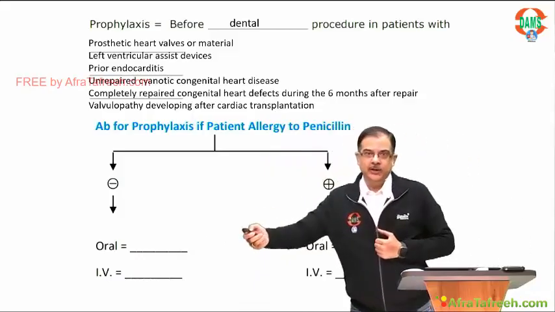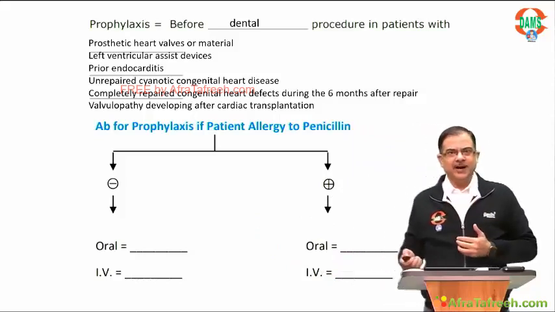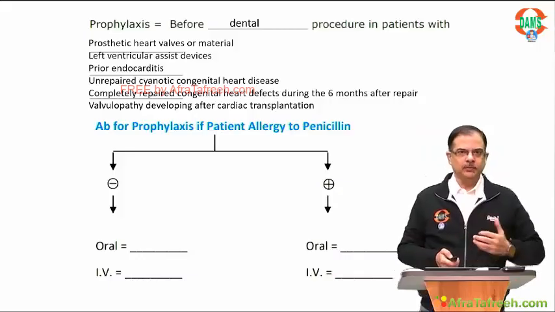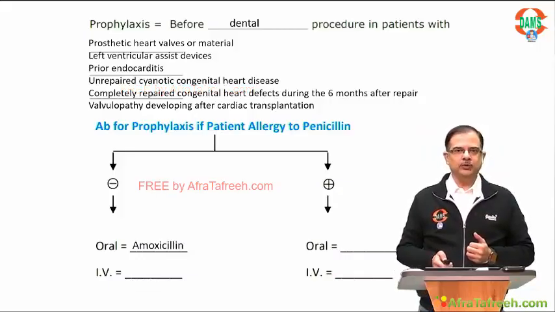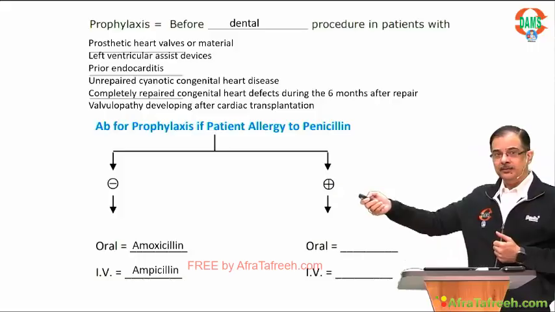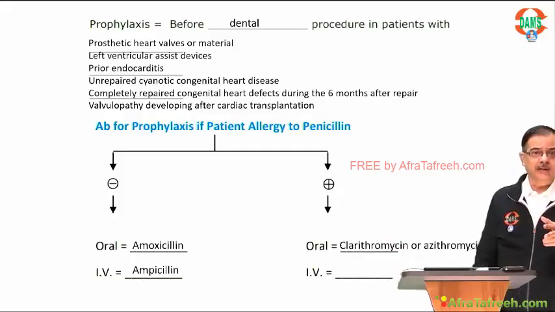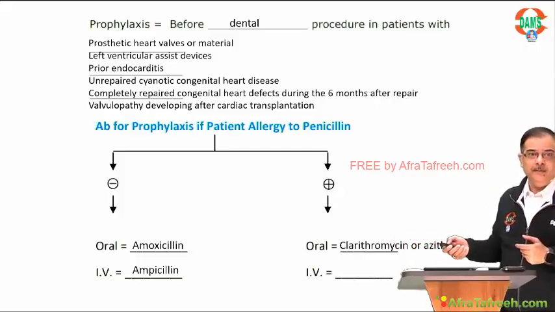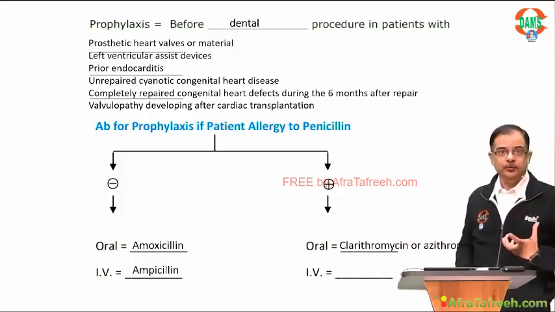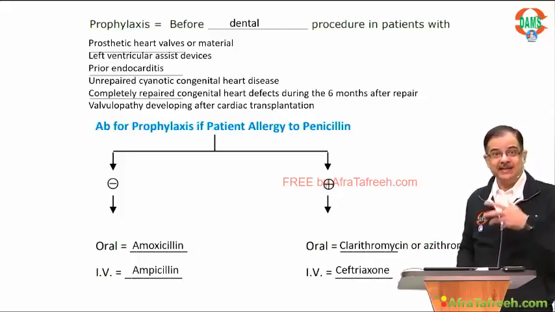Patient is able to take orally, because sometimes because of the dental issue patient might not be able to take orally. So we can give IV as well. So oral amoxicillin, IV ampicillin. While if a patient is allergic to the penicillin, so we go for clarithromycin or azithromycin. Either of these agents will be given. And if IV has to be given, so in that case we will give cephalosporin, ceftriaxone will be given.